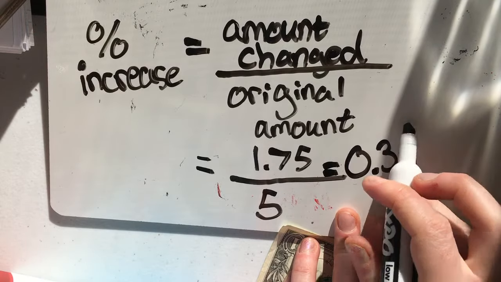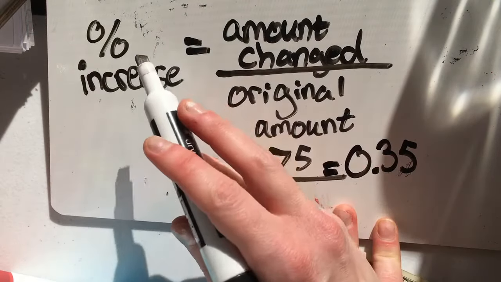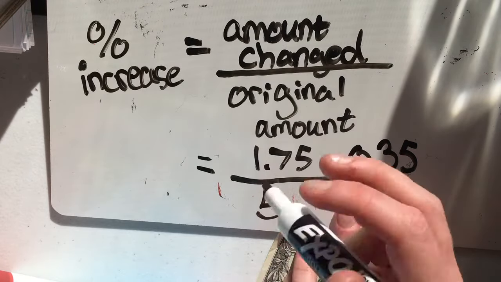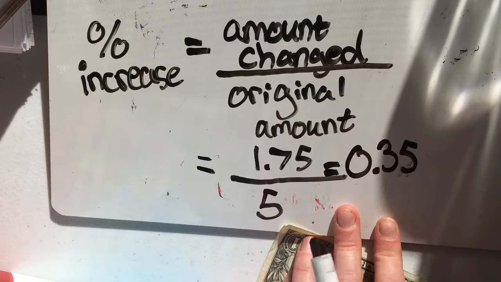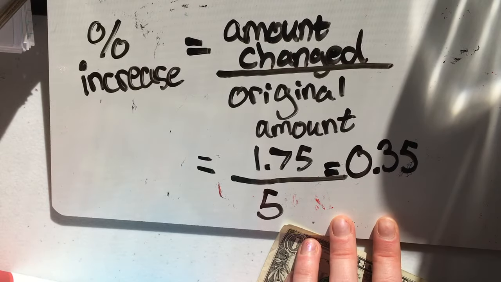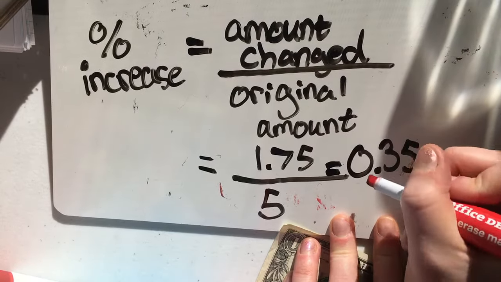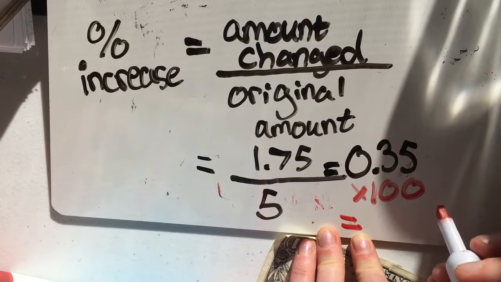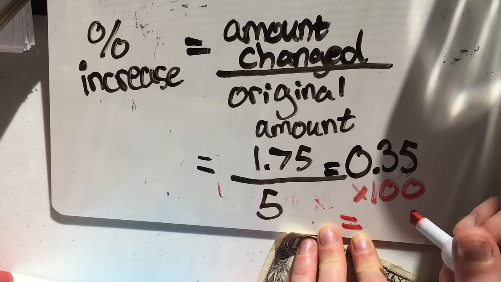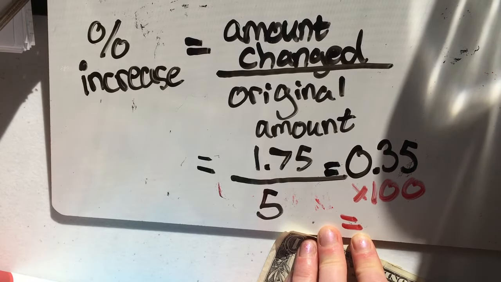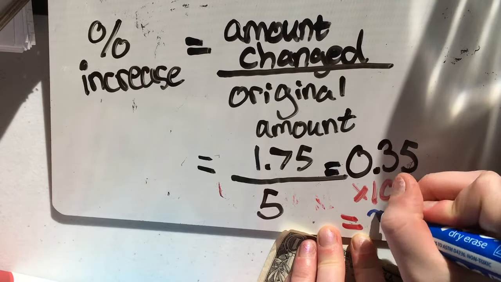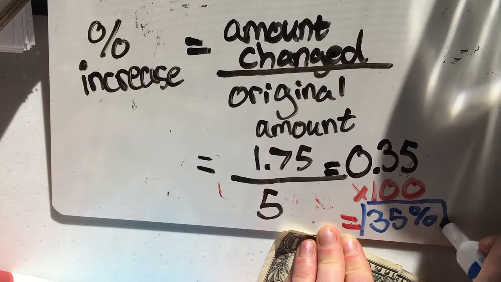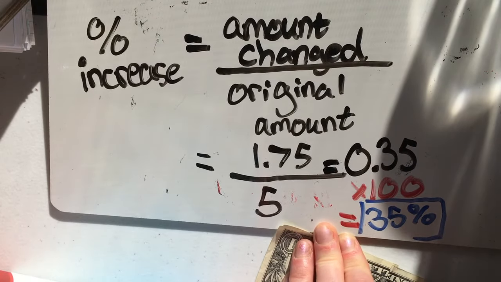Now, this is our answer in decimal form, but I want a percent increase. So, to take a decimal to a percent, what do I have to multiply by? I need to multiply by 100, which you can do in your head or in your calculator, which would give me a final answer of 35% increase. That would be my answer right there.